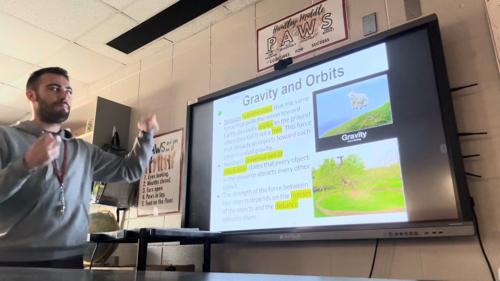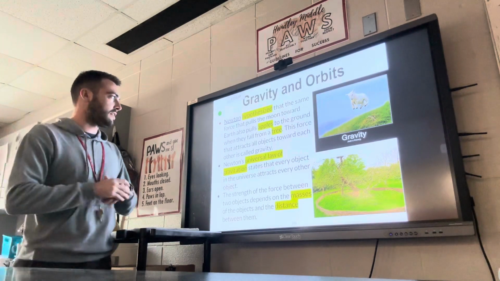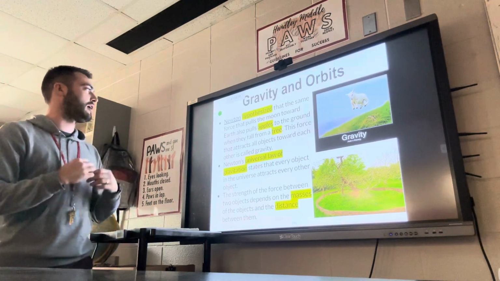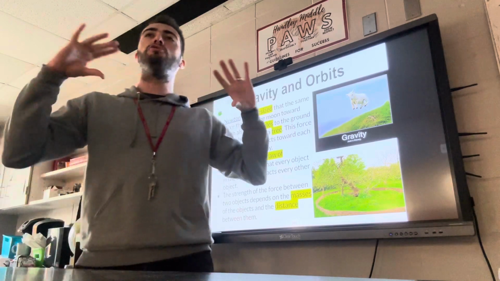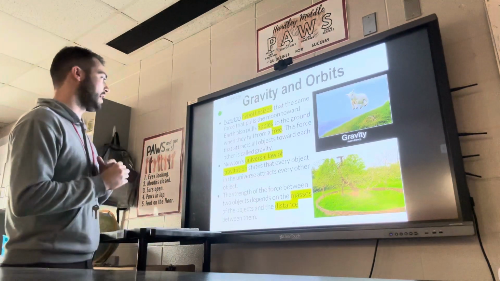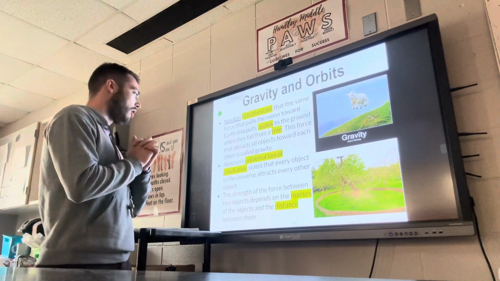So Newton hypothesizes, or he has this prediction or idea, that the same force that pulls the moon towards the earth also pulls apples to the ground when they fall from a tree. So this is the first idea of a universal force or universal law. Of course, he calls it his universal law of gravitation.